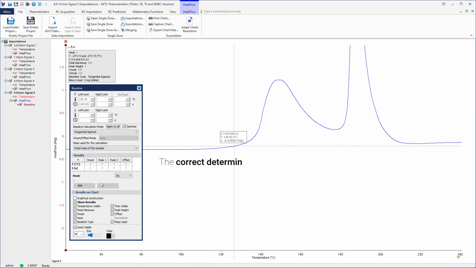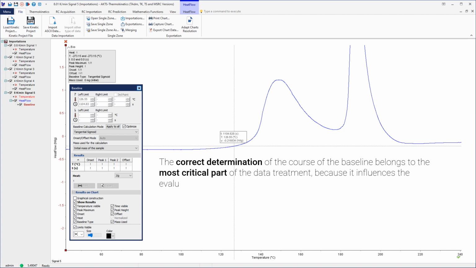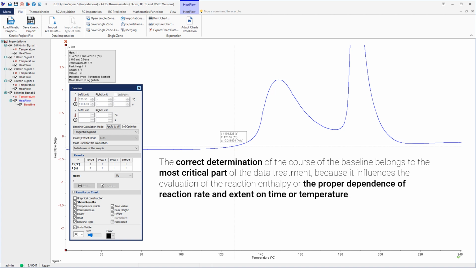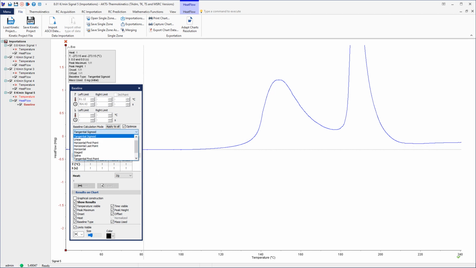The correct determination of the baseline course belongs to the most critical part of the experimental data treatment because it influences the evaluation of the reaction enthalpy or the proper dependence of reaction rate and extent on time or temperature. The user can select the baseline from the large set of baseline types.